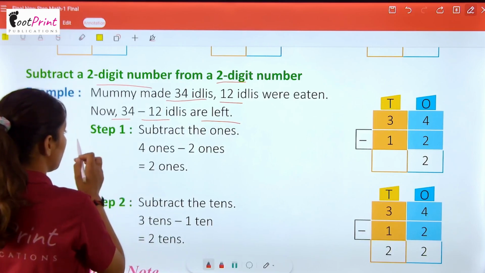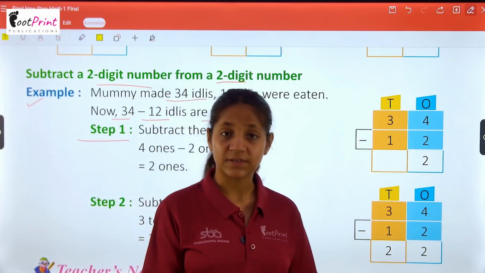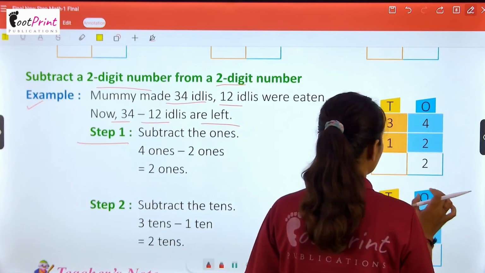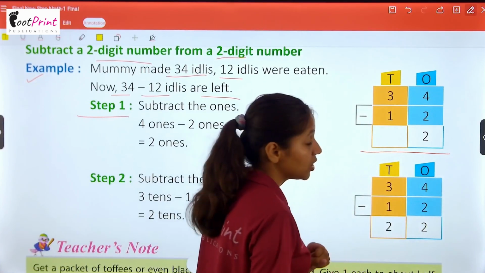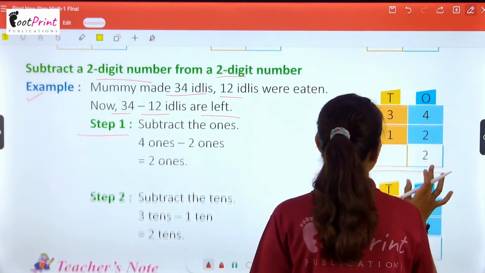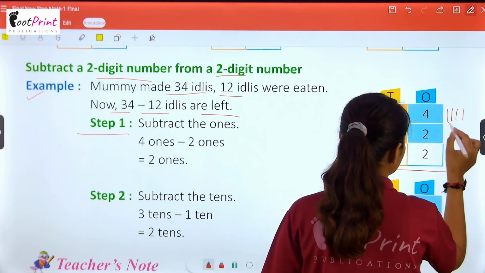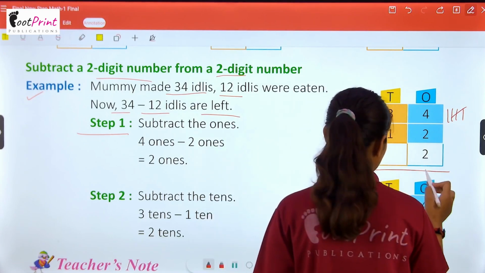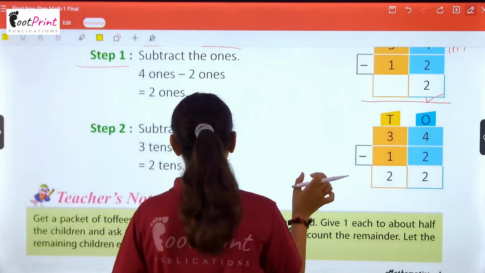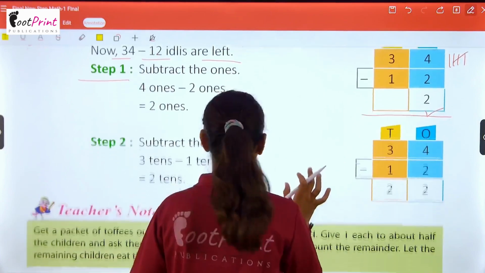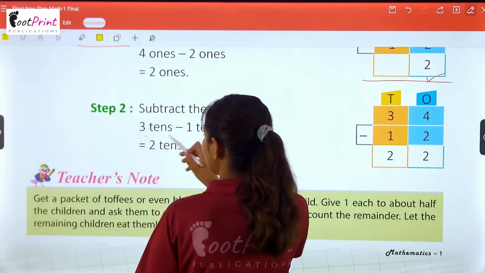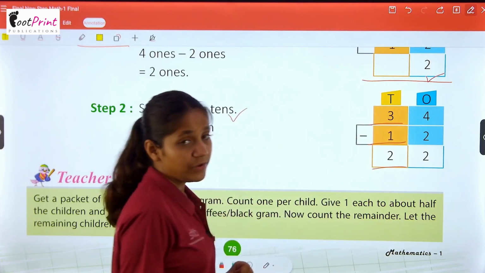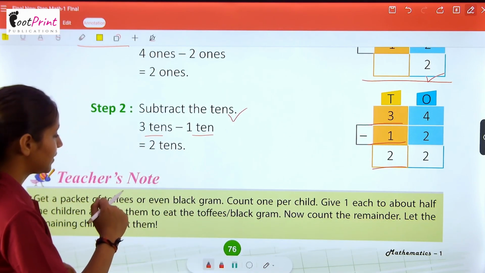So what will we do to find out the answer? Firstly, step number 1 says subtraction of ones. So firstly, we will make a column, put the values, then subtract. 4 minus 2, that means 4, then take away 2. So the answer is 2 at the ones place. Now subtracting the tens. 3 tens minus 1 ten gives the difference of 2 tens. So we will write 2 at the tens place.